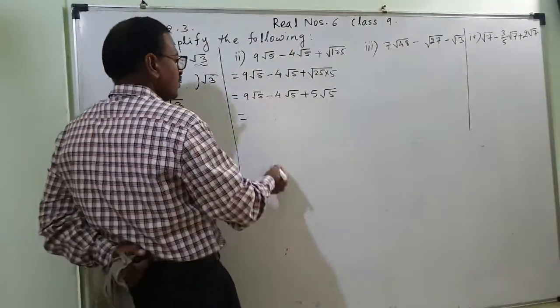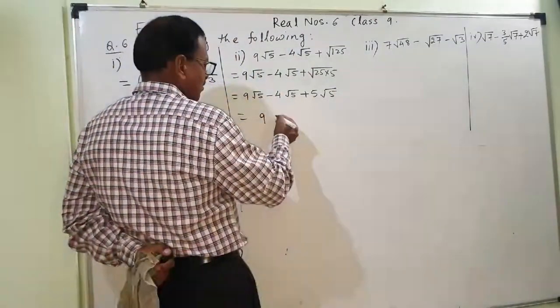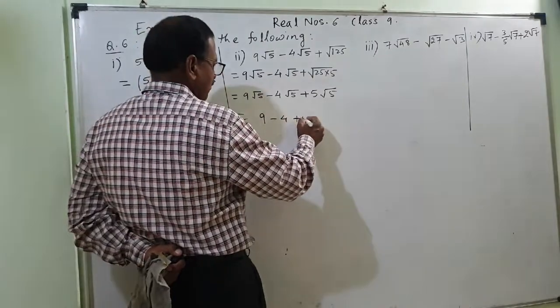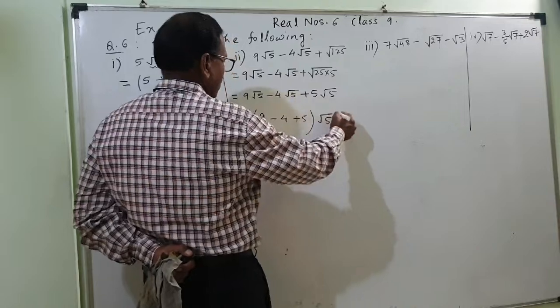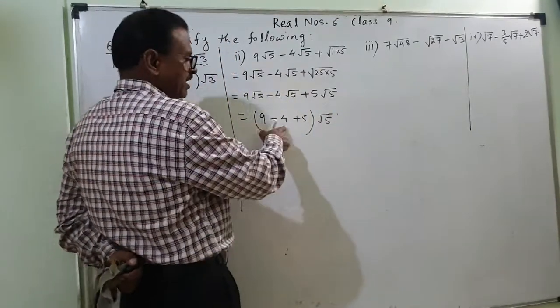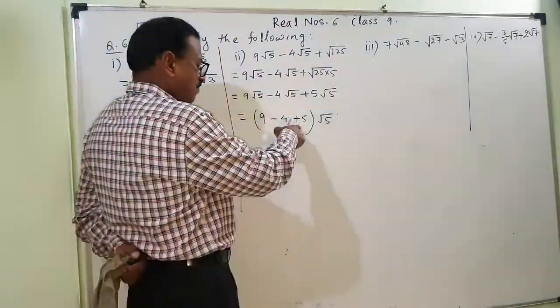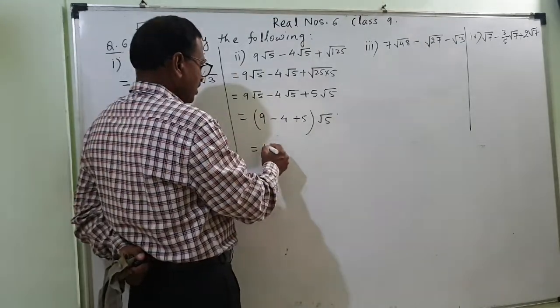Now root 5 is common. So 9 minus 4 plus 5. And then this will remain root 5. 9 minus 4 is 5. 5 plus 5 is 10. So 10 root 5.